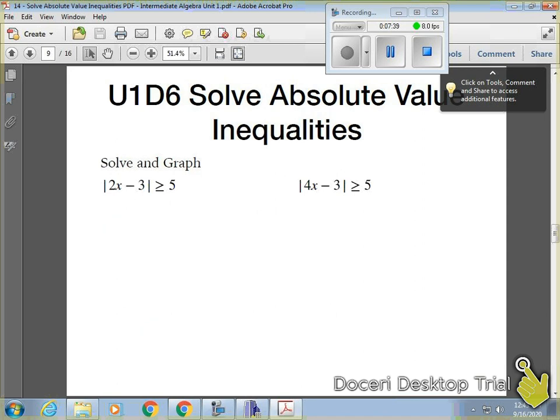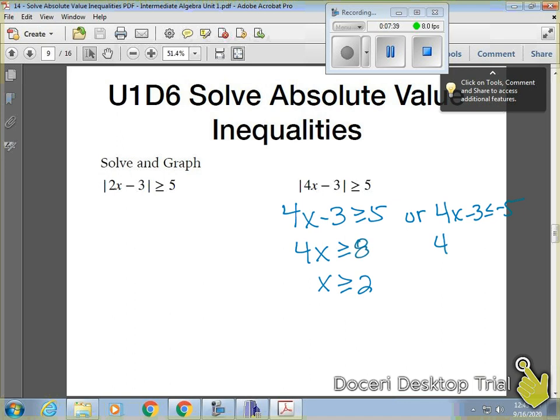Absolute value of 4x minus 3 is greater than or equal to 5. So 4x minus 3 is greater than or equal to 5, or 4x minus 3 is less than or equal to negative 5. Adding 3 to both sides, 4x is greater than or equal to 8, so x is greater than or equal to 2. Adding 3 to both sides, 4x is less than or equal to negative 2, so x is less than or equal to negative 2/4, which is negative 1/2.